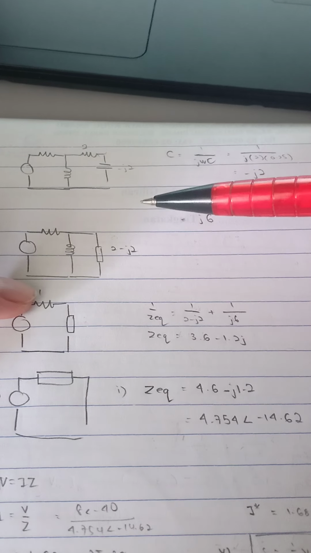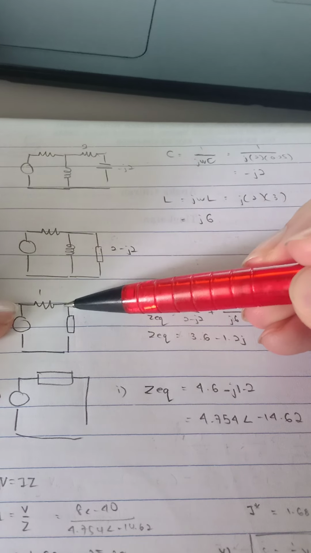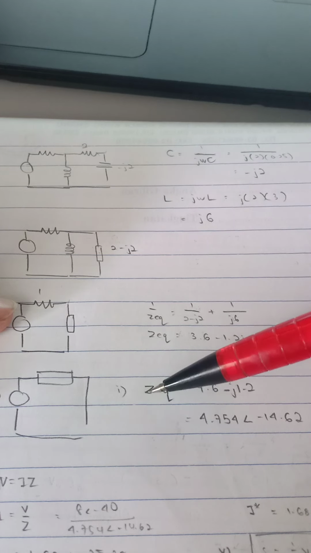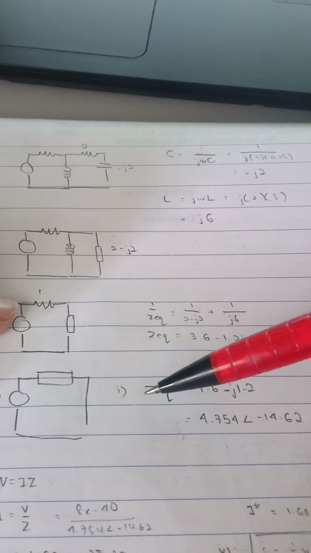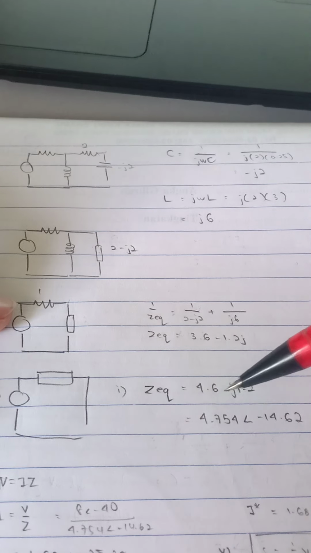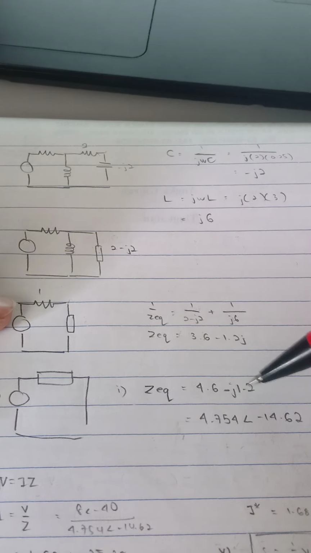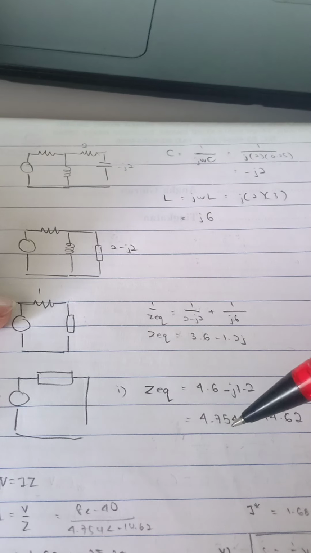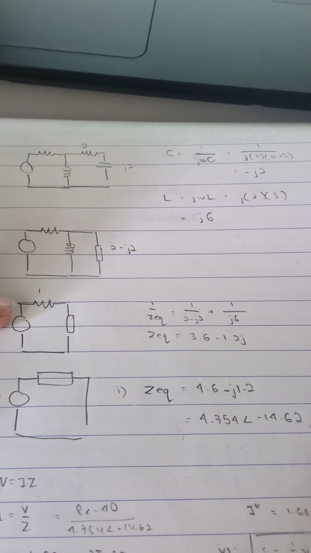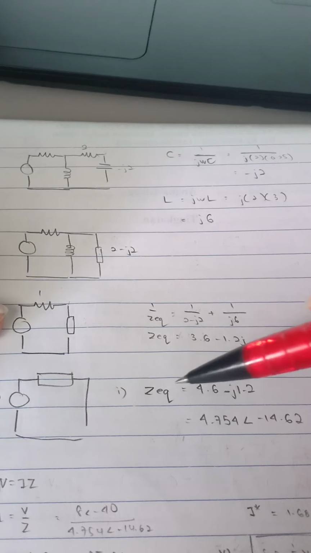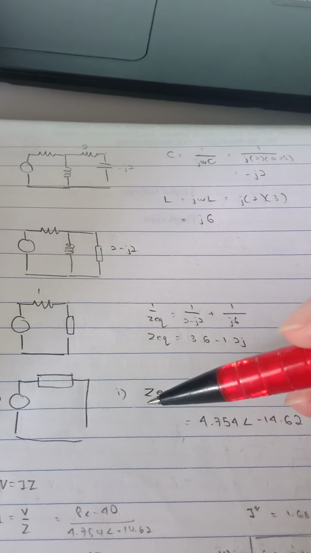So this is 1 ohm, and it is in series, so we just add together. So for the first question, the impedance equivalent is equal to 4.6 minus j1.2. So in the phasor form, we will get 4.754 angle negative 14.62. So that is the impedance equivalent.